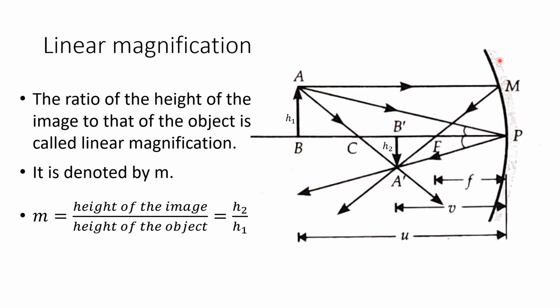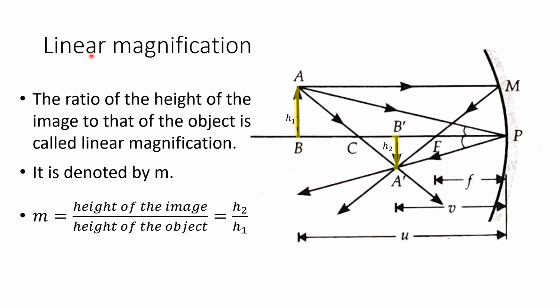Now suppose this is your concave mirror. This concave mirror has an object AB. This object AB forms an image A dash B dash. Now let us consider the height of the object. The height of the object, let us denote it as h1. Now consider the height of the image, or the size of the image. It is denoted by h2.